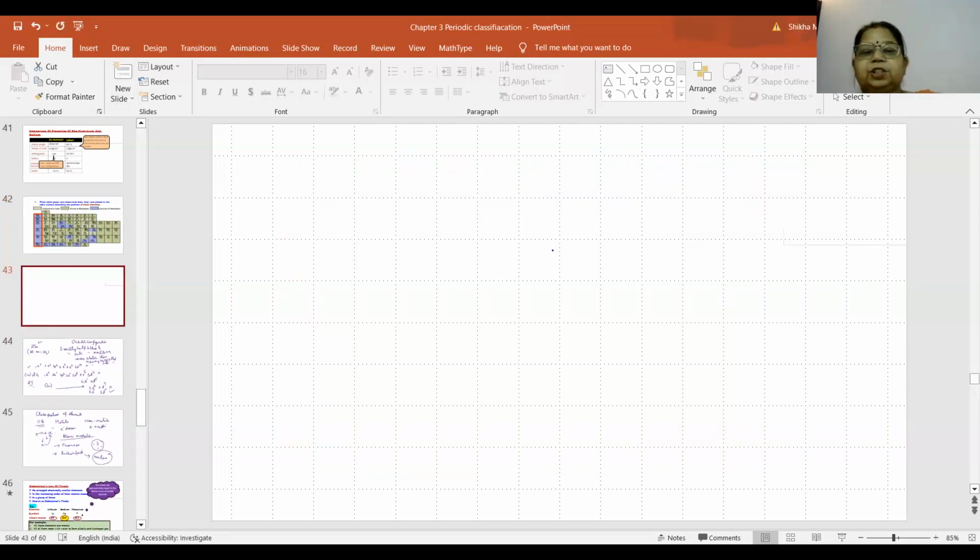See, the modern periodic table is based on the modern periodic law. Just in between the class, I asked you to reiterate the Mendeleev periodic law. What we have to do here is simply replace one word.